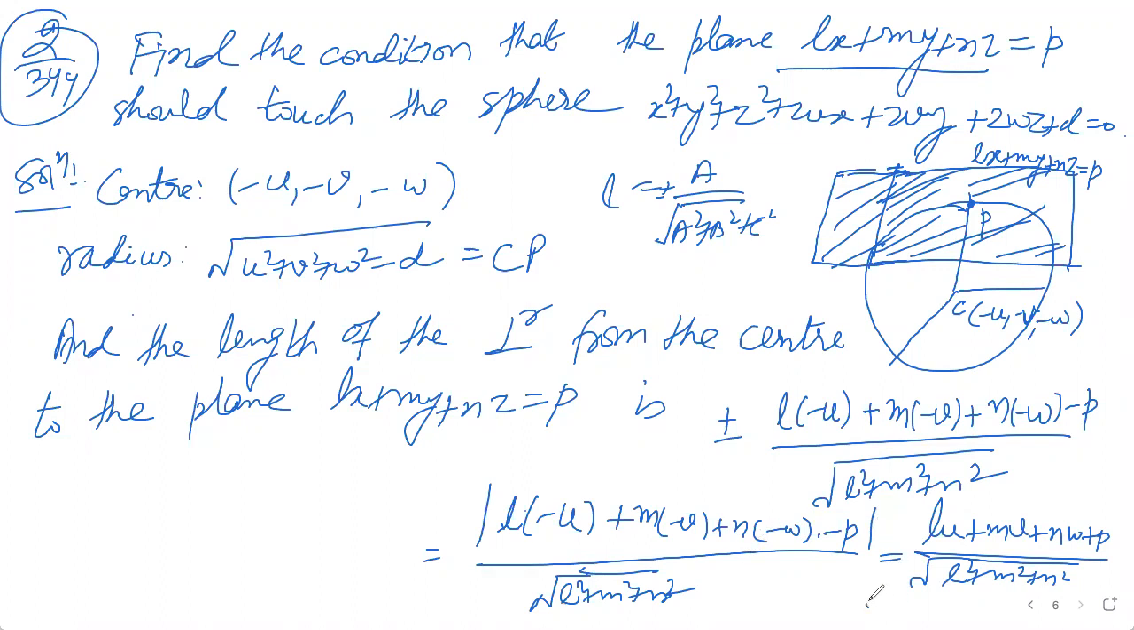Now this length and this radius, are they the same? Tell me. This is the length of the perpendicular, and this is the radius, but both are equal, right? Yes, because they are equal. We equated them, and that is the condition. It will give you the condition.